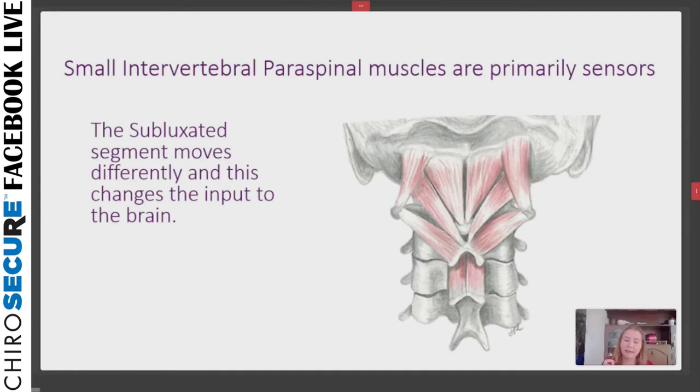And the key here is that they play a sensory role. Every time your spinal bones move, it's going to cause stretch of these little intersegmental muscles. And when they're stretched, that gets sent up to the brain. And it's quite amazing. You can actually record from them.